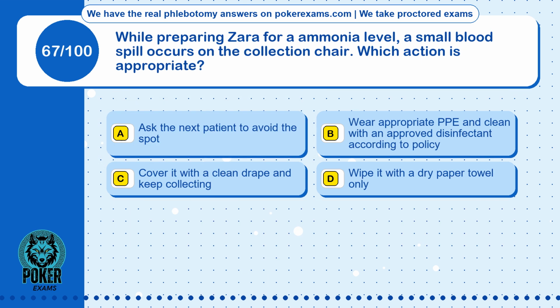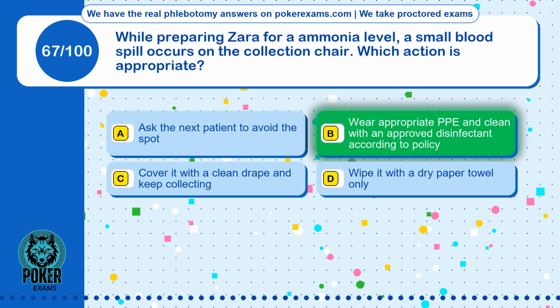Question 67. While preparing Zara for an ammonia level, a small blood spill occurs on the collection chair. Which action is appropriate? Option A, ask the next patient to avoid the spot. Option B, wear appropriate PPE and clean with an approved disinfectant according to policy. Option C, cover it with a clean drape and keep collecting. Option D, wipe it with a dry paper towel only.